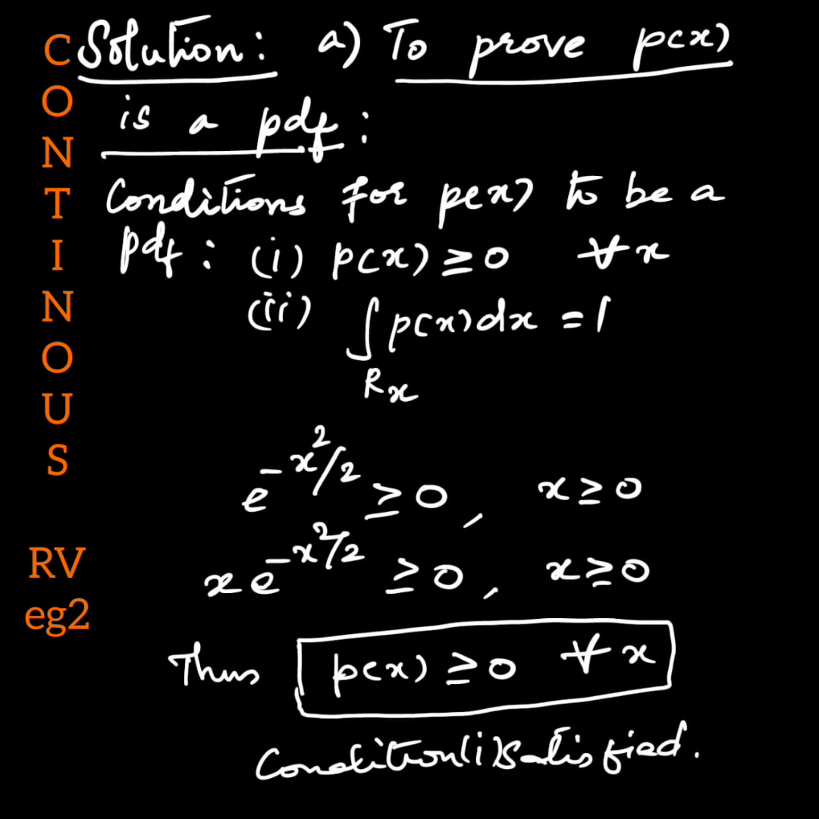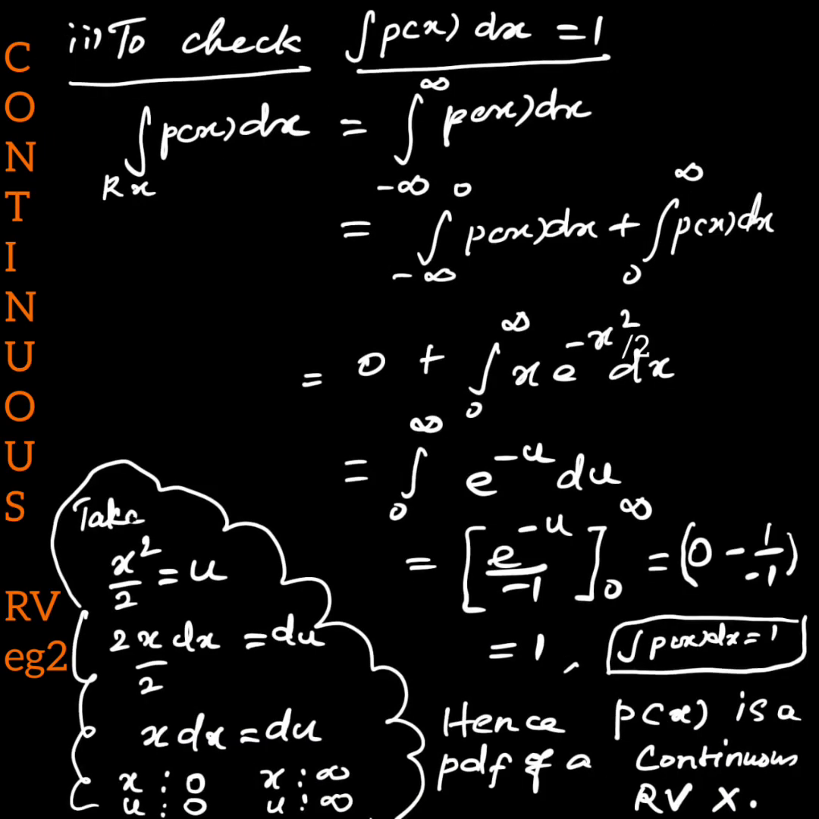We know that e power minus x square by 2 is greater than or equal to 0 for all values of x greater than or equal to 0. And if we multiply the term with x, it is again greater than or equal to 0 for x values greater than or equal to 0. For the x less than 0 case, the function value is 0 already. P of x has those two intervals split up. So p of x is greater than or equal to 0 for all x. Condition 1 is satisfied. Now to check condition 2, whether integral p of x dx is 1 or not.